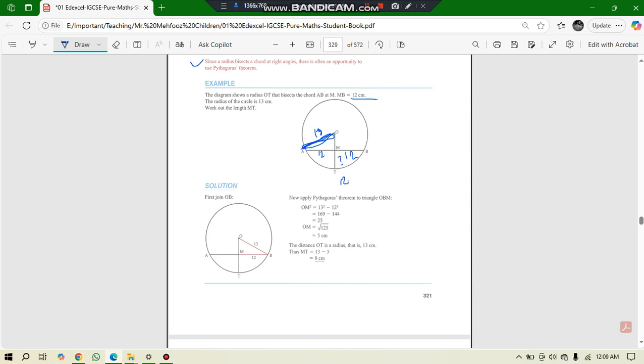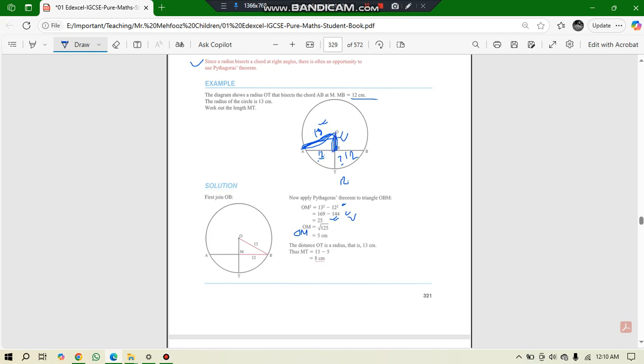So first of all, we have to find this length by using this triangle where the base is 12, the hypotenuse is 13. We can find the altitude. Altitude square is equal to hypotenuse square minus base square, that is 13 square minus 12 square. So it will become 169 minus 144. So what is the answer? OM square is equal to 25. So it means that OM side is 5 centimeters. So this side is 5 centimeters.